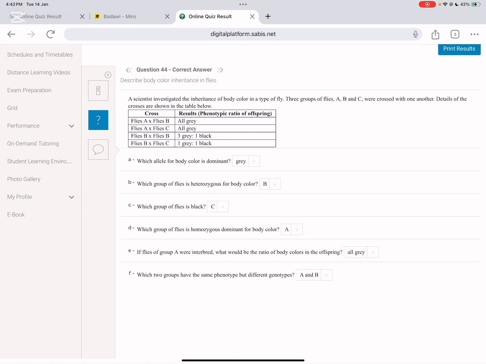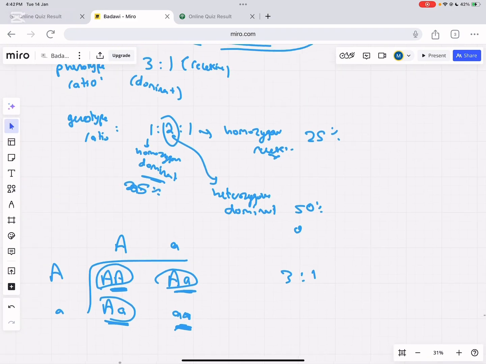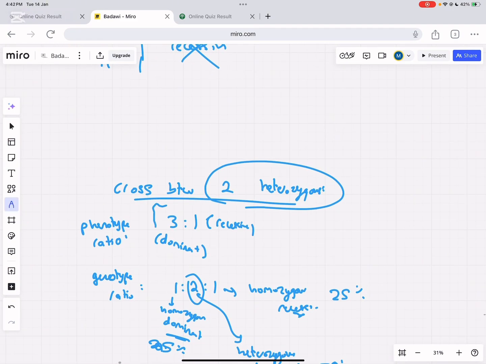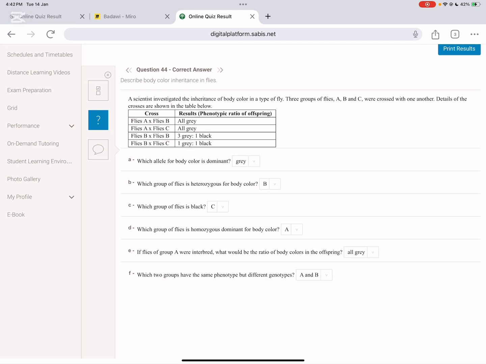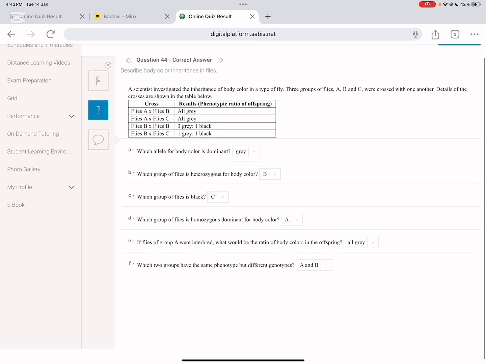Which group of flies is heterozygous for body color? How did I know it's B? Because remember, when we crossed two heterozygous, what was the ratio we got? 3 to 1. Here I also got a ratio of 3 to 1, so fly B is heterozygous. Which group of flies is black? It's going to be C, because we said flies B are heterozygous, so they have the dominant allele, so they will have the dominant phenotype.